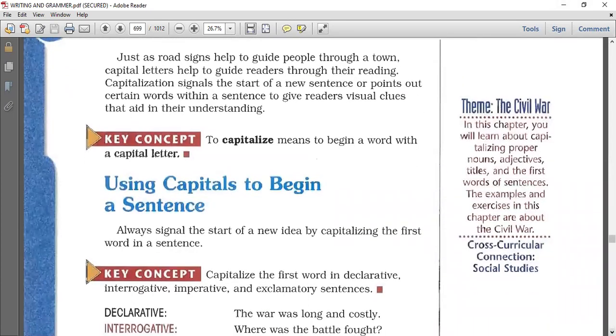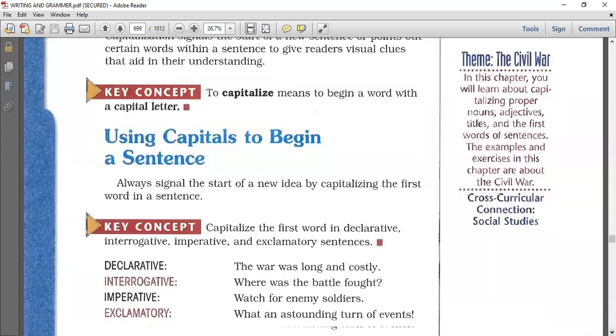Just as road signs, thank you all for being active. Just as road signs help to guide people through a town, capital letters help to guide readers through their reading. Capitalization signals the start. It shows us the start of a new sentence or points out certain words within a sentence to give readers visual clues that aid in their understanding. To capitalize means to begin a word with a capital letter. You know this better than me.